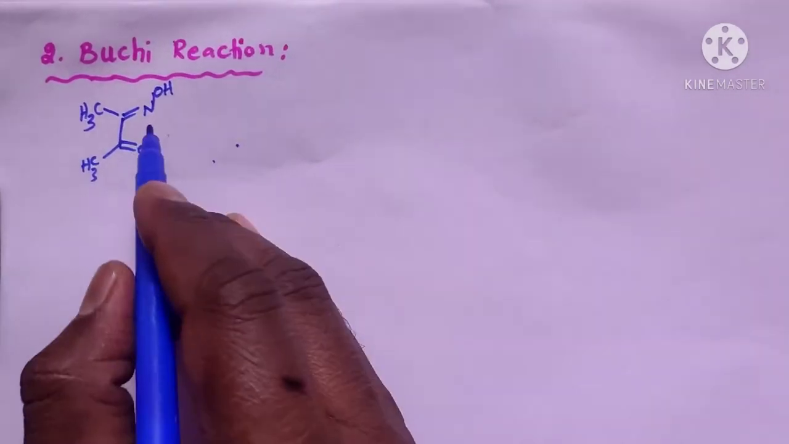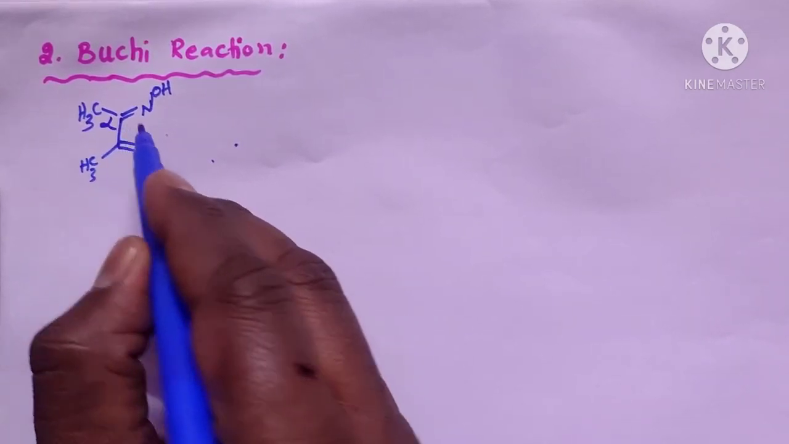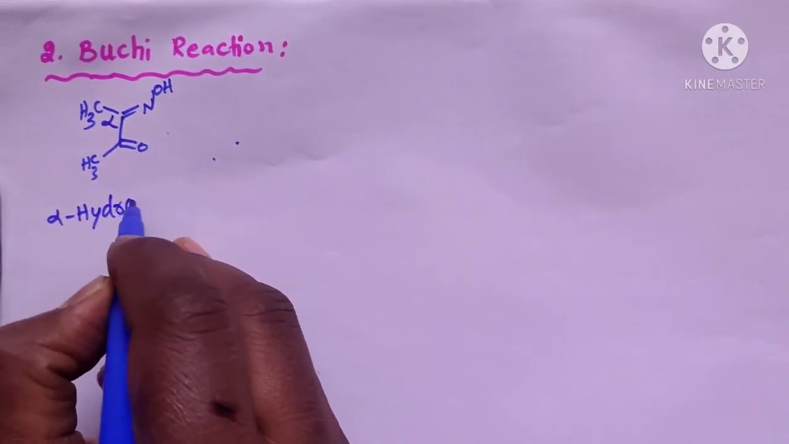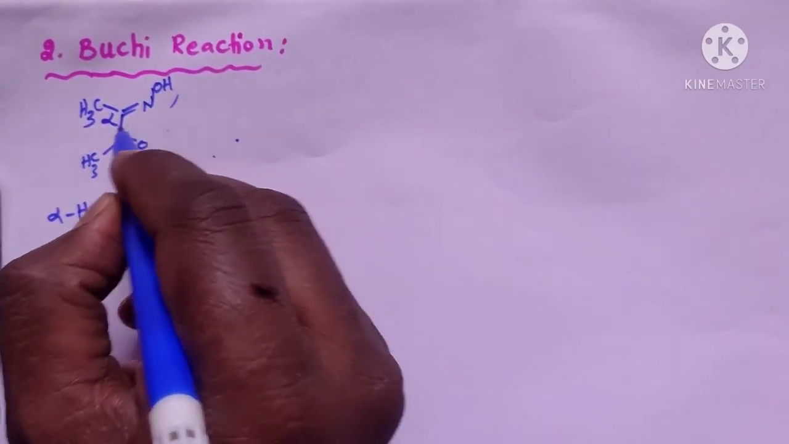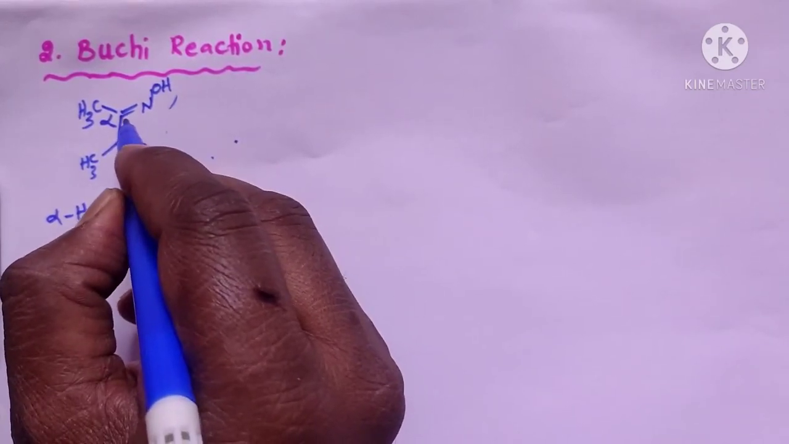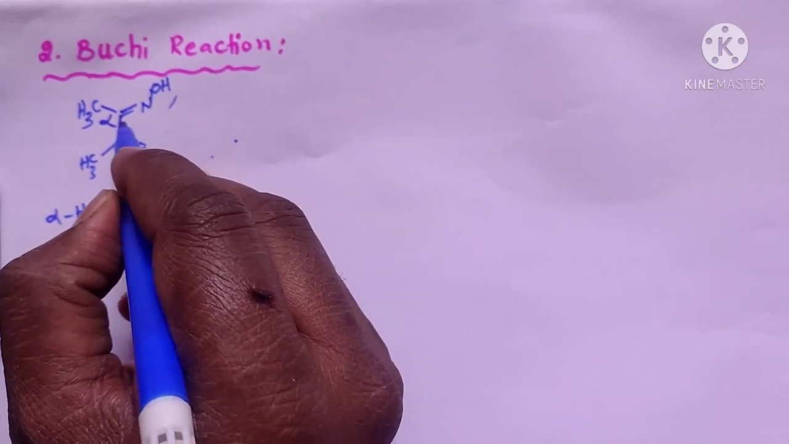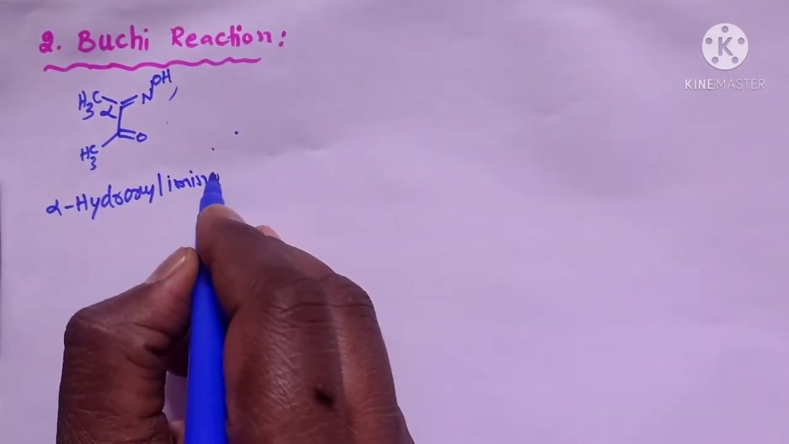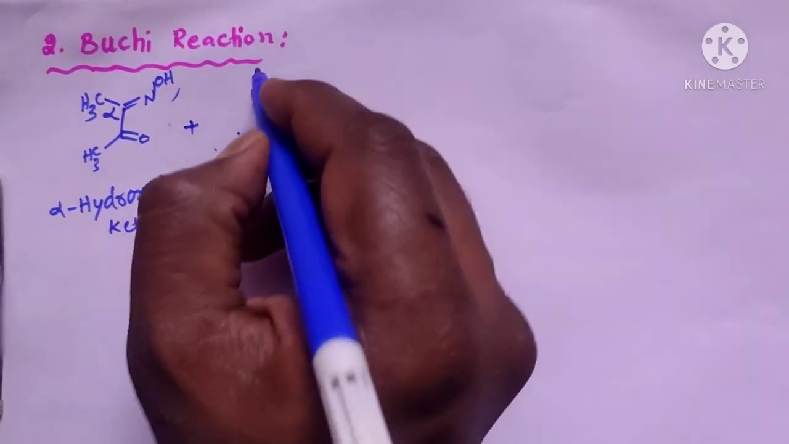Okay. On this nitrogen we have the hydroxyl group, and this is at the alpha position, so that's why it is known as the alpha hydroxyl imino ketone. NOH group is known as hydroxyl, and this C double bond N is known as imino. So this is the alpha hydroxyl imino group, present at the alpha position of the ketone. It is treated with allyl amine.